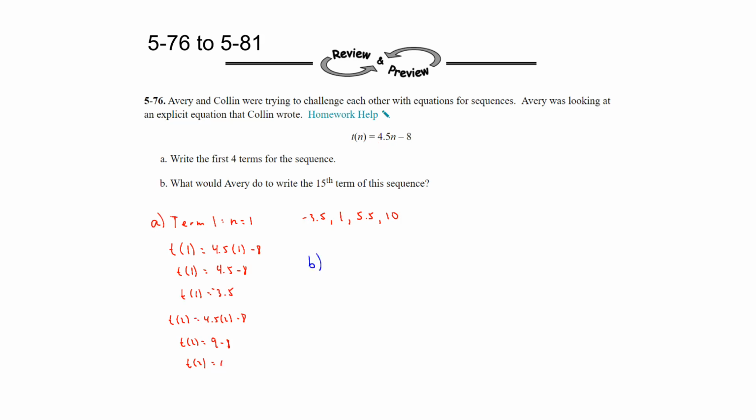Part B, what would Avery do to write the 15th term of this sequence? Well, if he's looking for the 15th term, then we would plug 15 in for n, and then you would evaluate 4.5 times 15 minus 8. It doesn't actually ask us to find it. It just said, what would Avery do to write the 15th term of the sequence? So you can describe or say that he needs to evaluate the equation for n equals 15. And so we could just write that out.